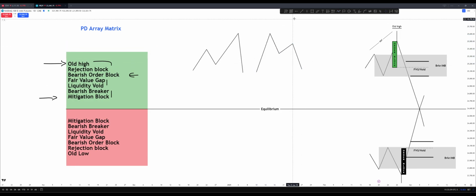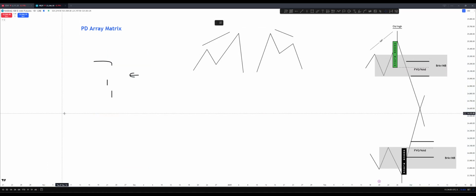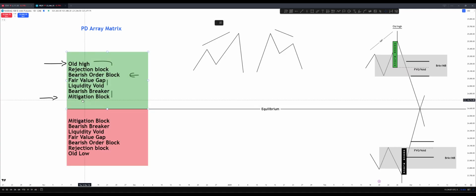So it's just the failure swing that is the difference between a mitigation block and a breaker block. You can state both of them as one. Liquidity void and fair value gap, they're both the same also. Bearish order block and rejection block, these three are three different PD arrays.